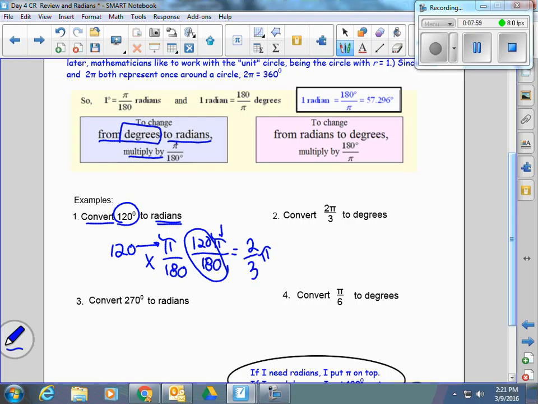Can you take me through the steps of how you divide it? Yeah, on your calculator, push 120 divided by 180, math, which is underneath the second key, enter, enter. Okay, I want you to try number 3.